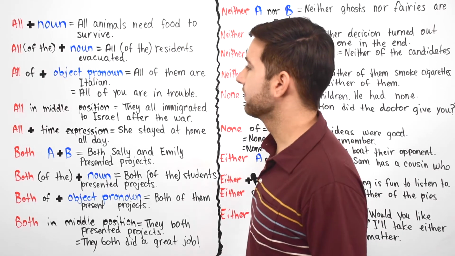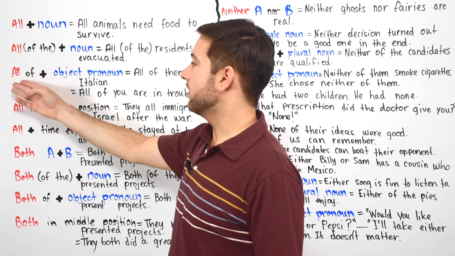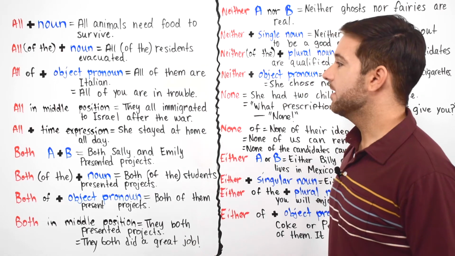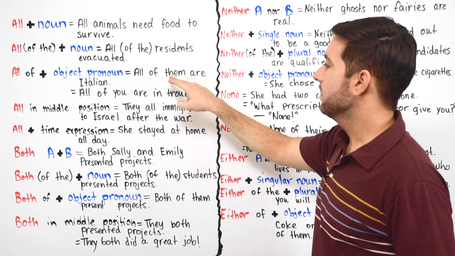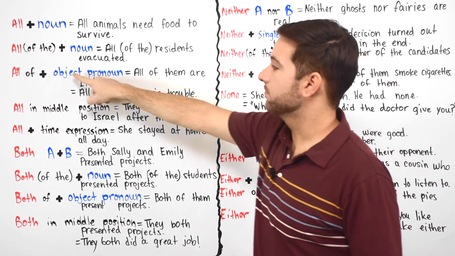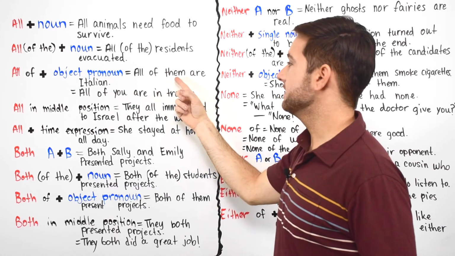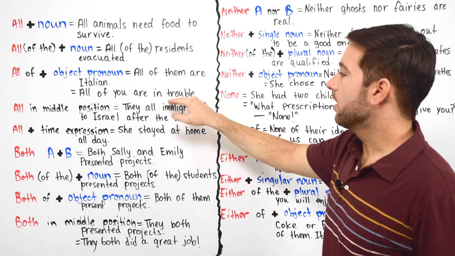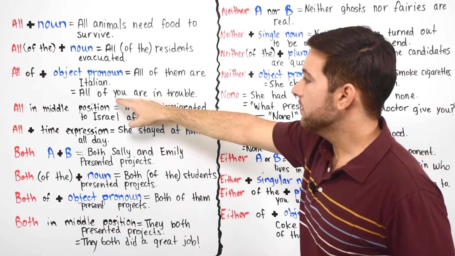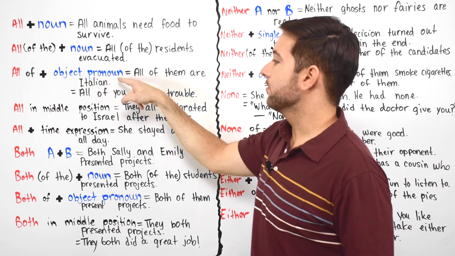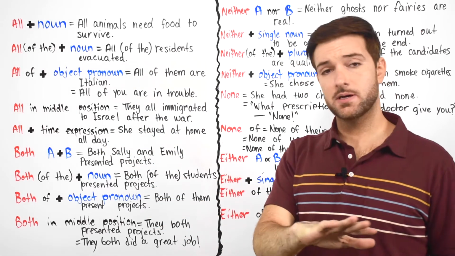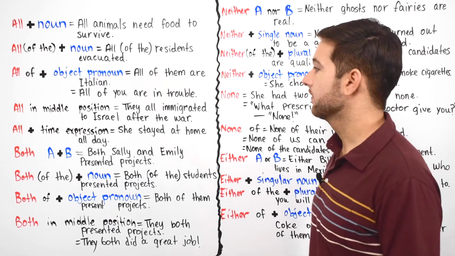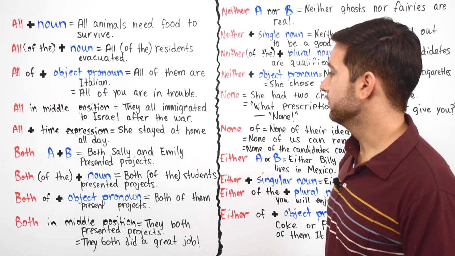Animals, S. Okay, next we have all of plus object pronoun. All of them are Italian. Them is an object pronoun. Okay, all of you are in trouble. You in this case is an object pronoun. All of you. We're talking about multiple people. You, and you. All of you are in trouble.